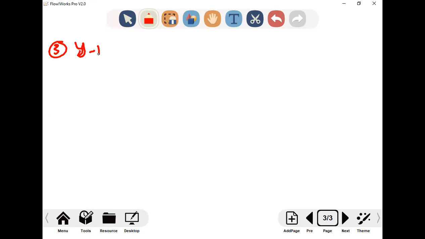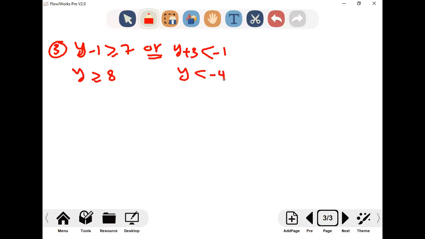Y minus 1 more than or equal 7 or not and y plus 3 more than what? Sorry, less than negative 1. Right? Solve each one alone, normal, like the and part. It's okay. So y here more than or equal 8 and here y less than negative 4. What's between the two solutions?